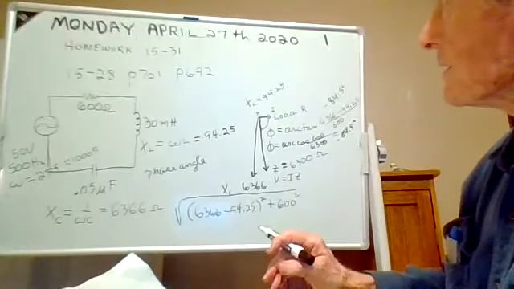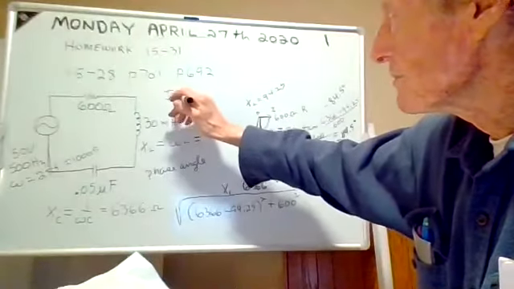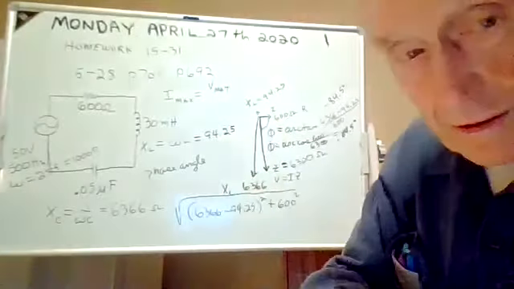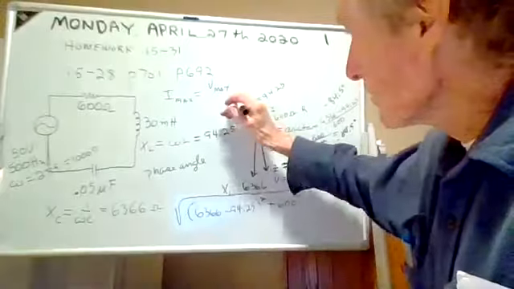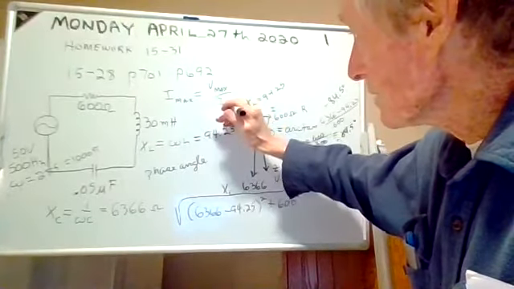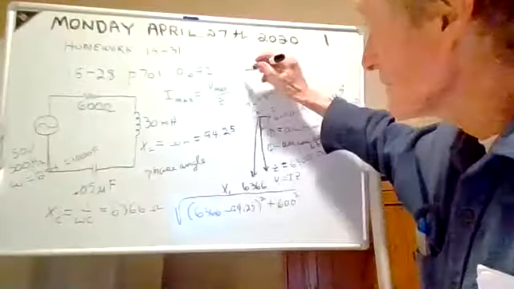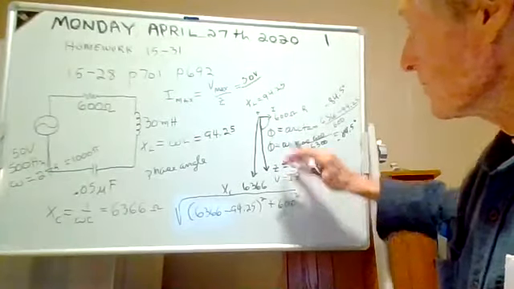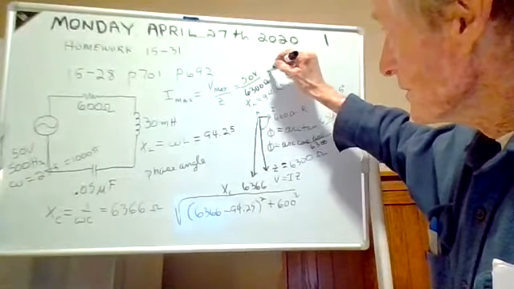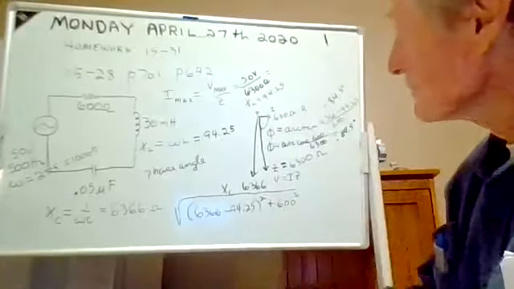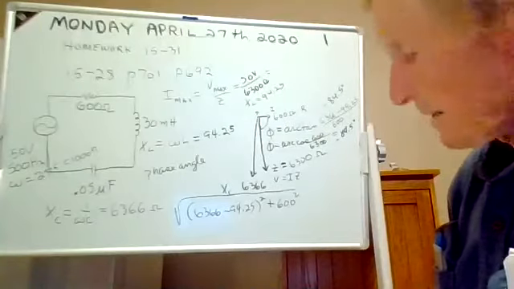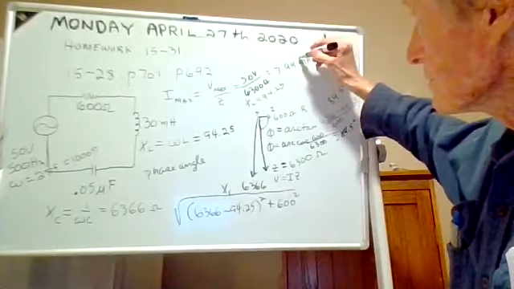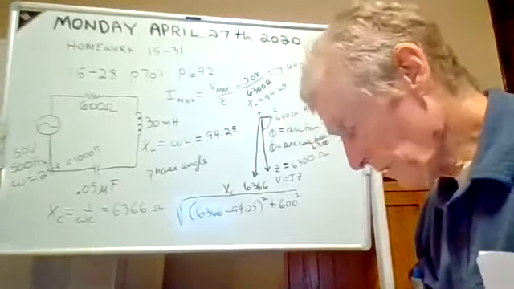Now, what about the maximum current? I don't know if we ever did the maximum current. Let's do it. I think they wanted it. The maximum current is going to be the maximum voltage divided by the impedance. The maximum voltage is 50 volts, and the impedance is 6,300 ohms. So we can get our maximum current: 50 volts divided by 6,300. I'm getting 7.94 milliamperes. That's what I got before. I think that's correct.